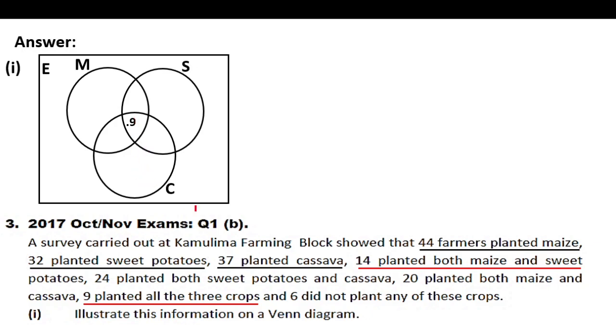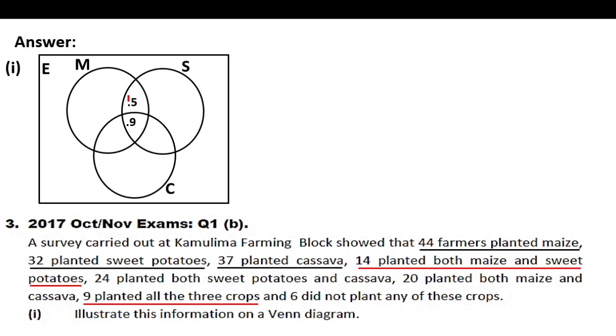Now we have 14 that plant both maize and sweet potatoes. Since there are already 9 of them among these 14, we have to subtract 14 minus 9, which will give us what? 5. So we'll have 5 here, meaning it is a 5 only.